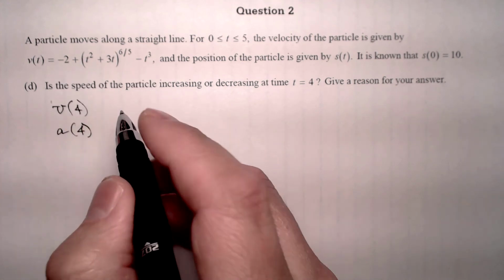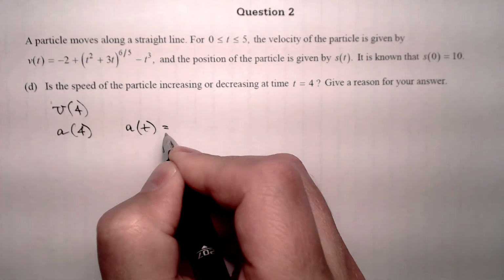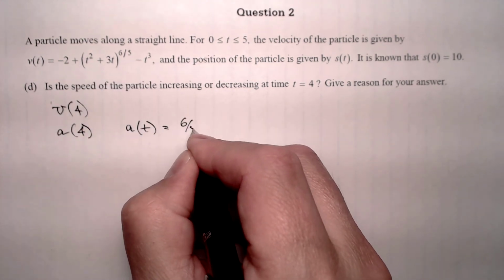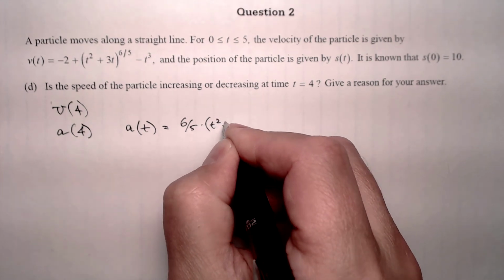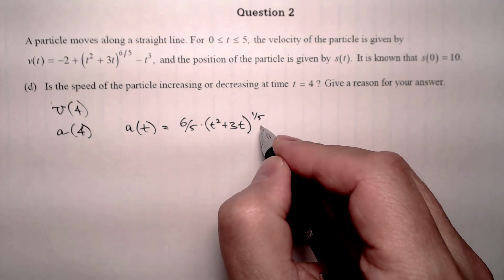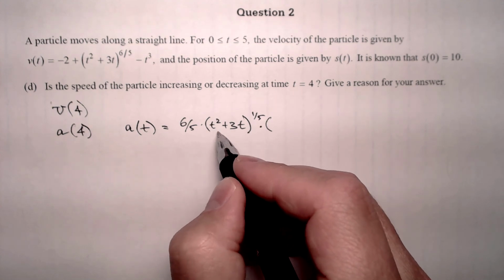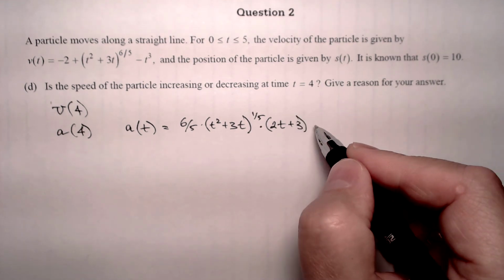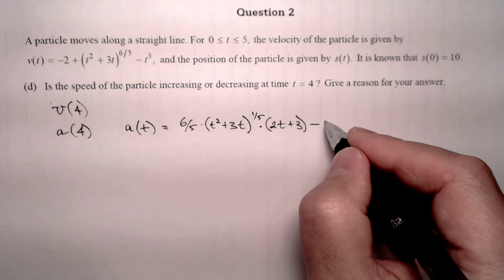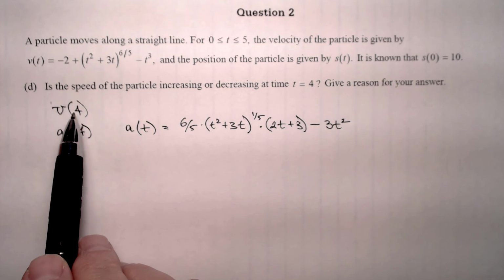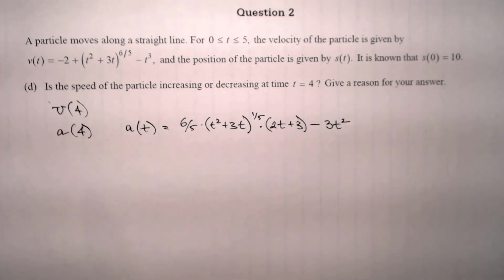And so let's differentiate velocity. So a of t is equal to negative 2 is 0, and then this applied chain rule here. So it's 6 over 5 times t squared plus 3t to the power of 1 over 5 times the derivative of t squared plus 3t, which will be 2t plus 3, minus the derivative of t cubed, which is 3t squared. And so we need to calculate v at a point t equals 4 and a at a point t equals 4 and compare them. Let's do that using the calculator.